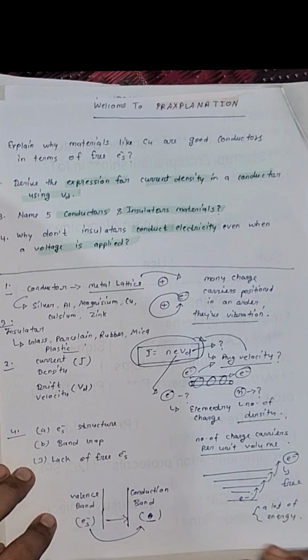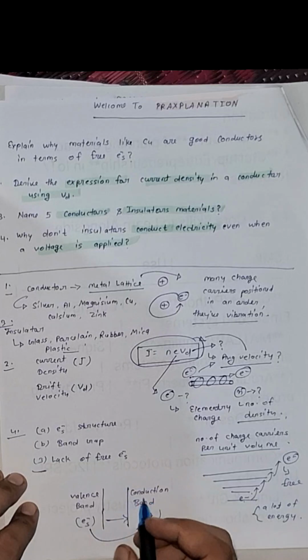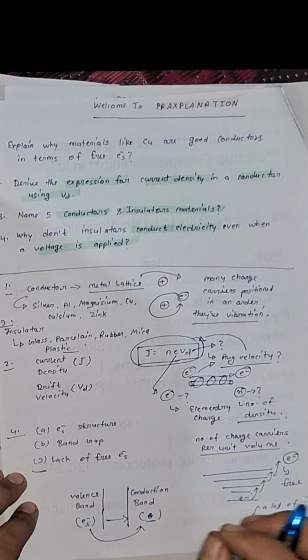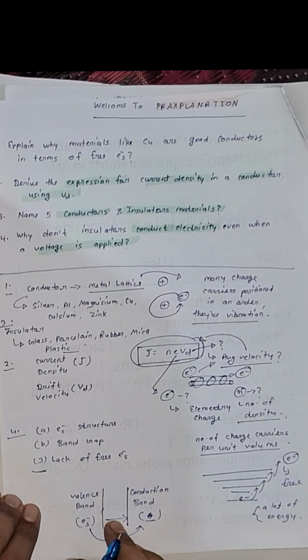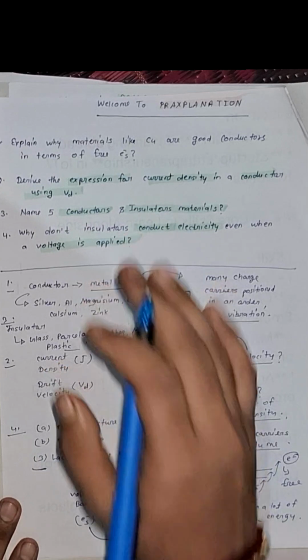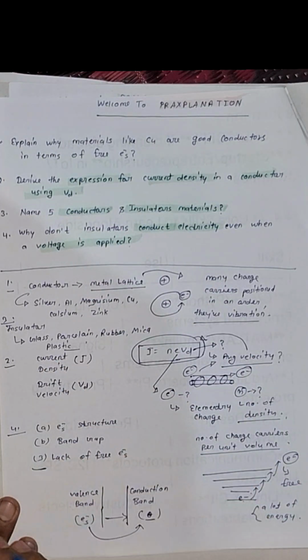Then our third reason is lack of free electrons. This means a material with very few free electrons that can move around to carry current, high resistivity, a material with high resistance blocking the flow of electrons. So these are the reasons behind the answer to this question: why insulators don't conduct electricity.